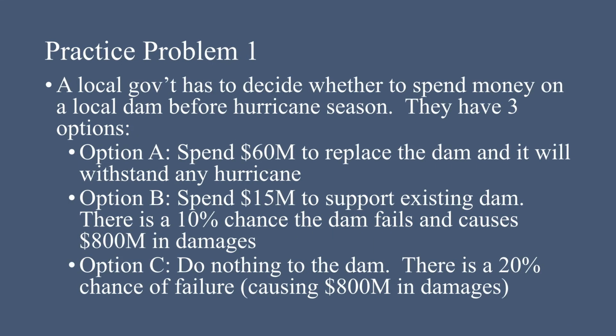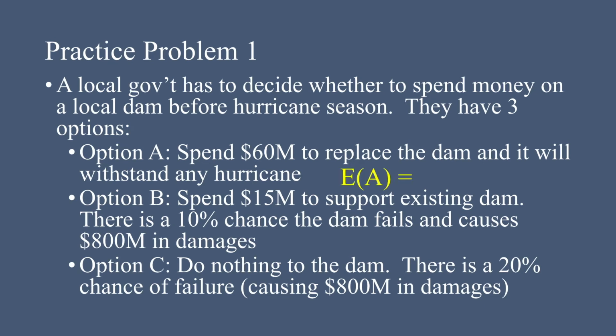For the first practice problem, let's think about a situation where a local government is deciding whether or not to build a dam. They have these three options. Go ahead and pause the video and calculate the expected value for each of the options. When you're ready, go ahead and press play and I'll show you the answers.